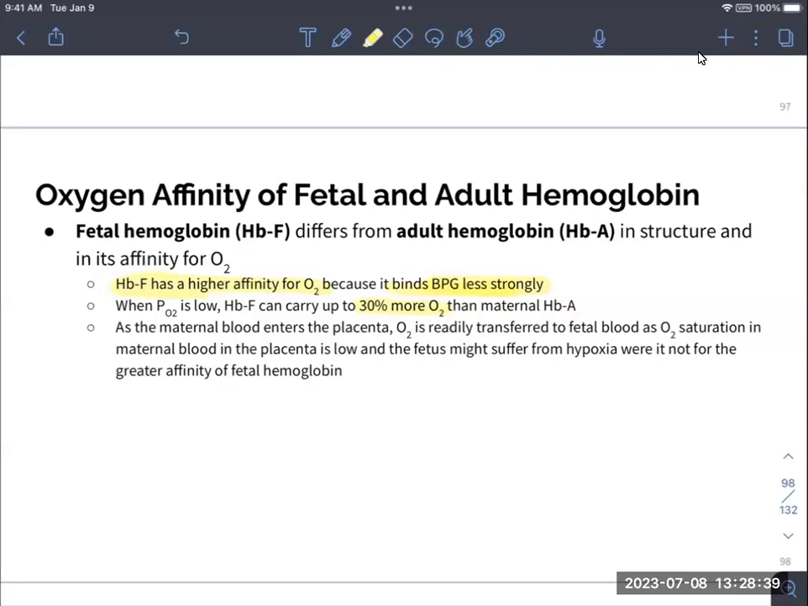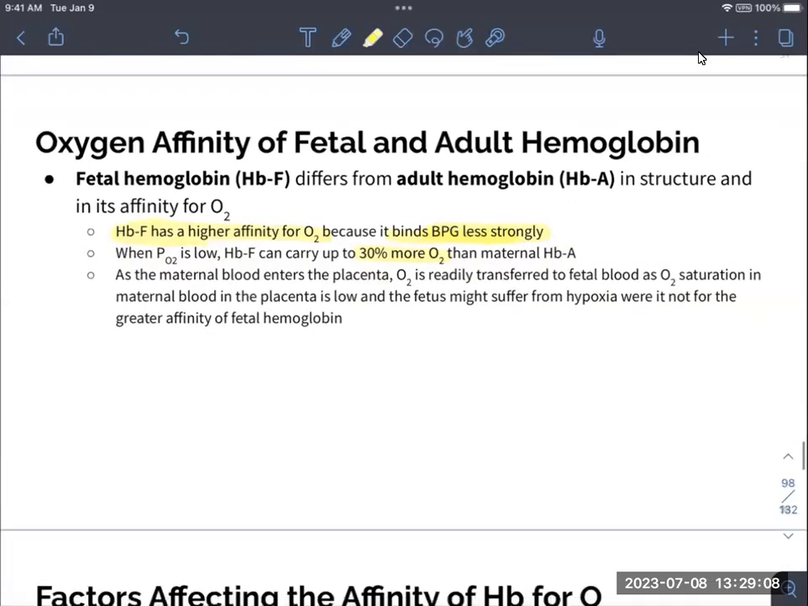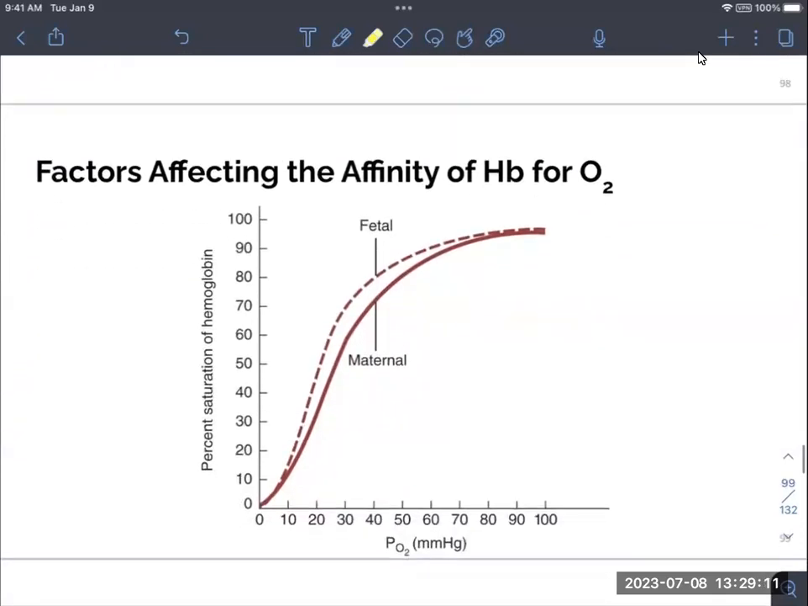If the maternal blood in the placenta is low, if that oxygen saturation is low, that fetus may actually suffer hypoxia. They're not getting enough oxygen in, and there's not as much affinity for oxygen for that hemoglobin. So these pressures are going to play a role in a fetus getting the oxygen they need as well, because that fetal hemoglobin will bind oxygen more readily than the mother's will.